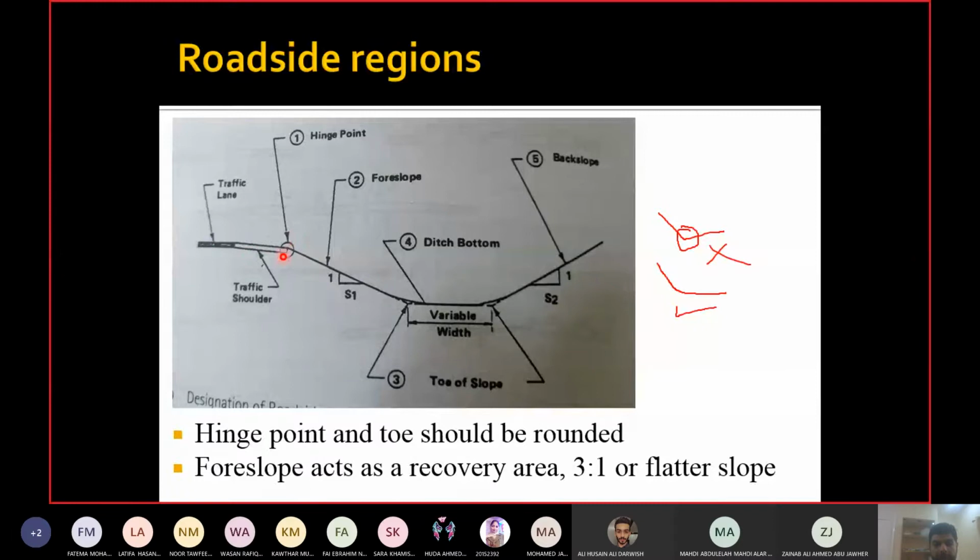Then you have the hinge point. Hinge point is the end of the shoulder, or even if there is no shoulder, hinge point is the point where the side slope is starting. Up till now it was called the cross slope. From the hinge point onwards, it will be called the side slope. So side slope, this is the area in which you are giving the side slope.